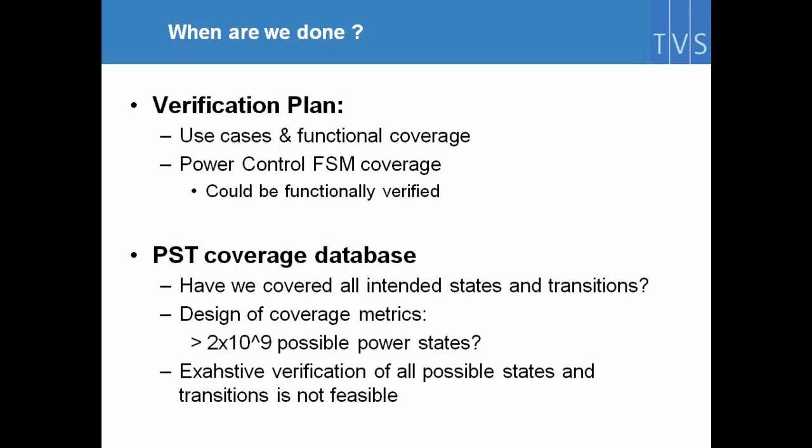Another thing that we could also look at is the coverage database of the power state table. Unfortunately, this table has got 2,000 million possible states in it, so we would need at least this number of tests, and this is kind of impossible. So we really need to be able to cover only the interesting conditions, the corner cases of all of these tests.